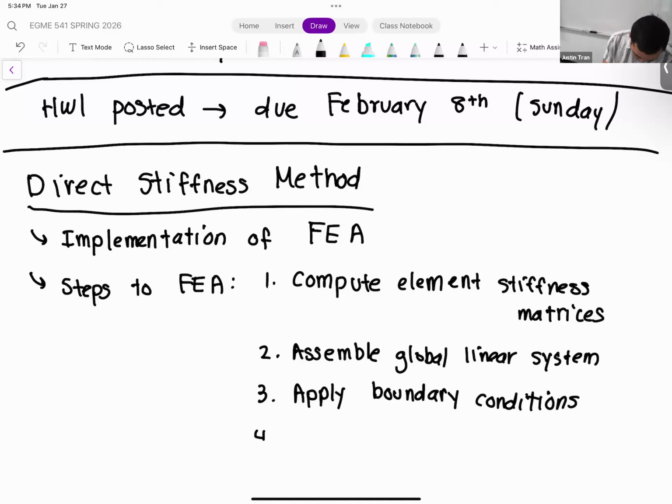Okay. And then step four is to solve. This step typically is done by computer because normally you don't want to be solving these massive linear systems by hand.